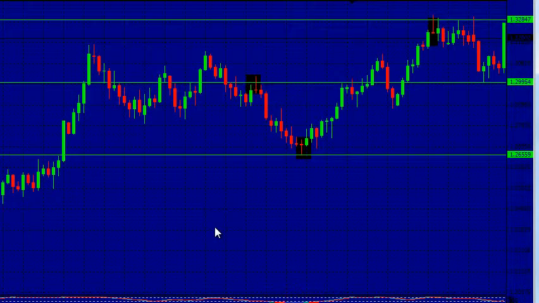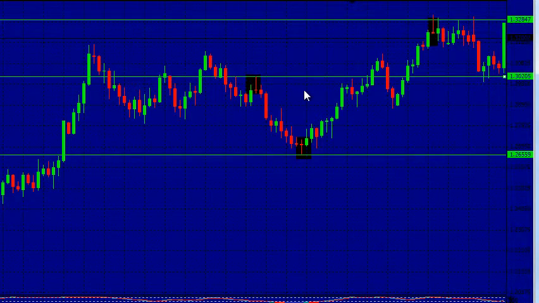Where we see a move up along with a rejection and a move back down of a level like this psychological level here, 1.30, it's a pretty clear sign that the market is rejecting the price and wants to look to move down, which it does.